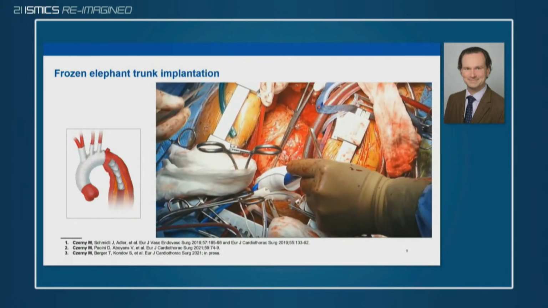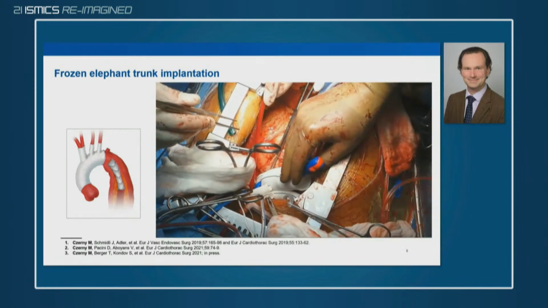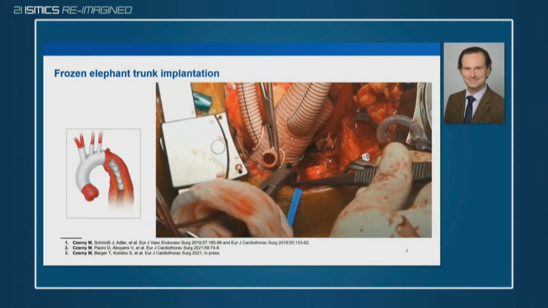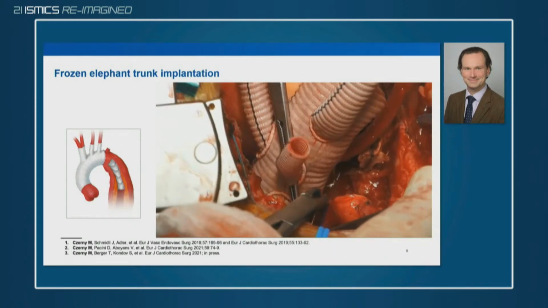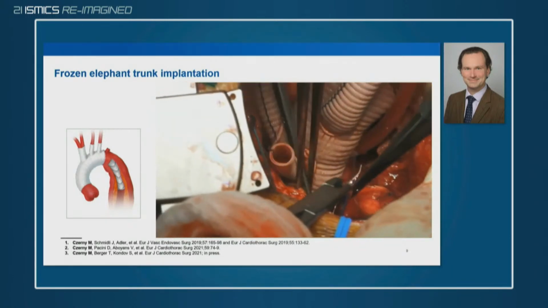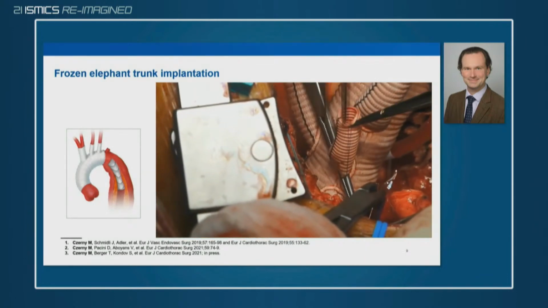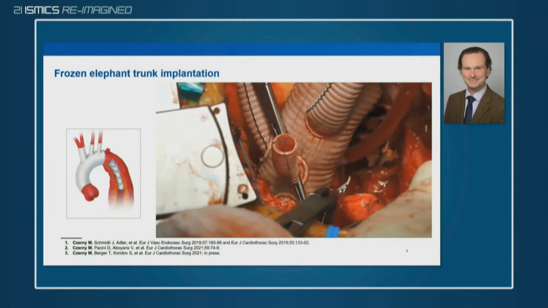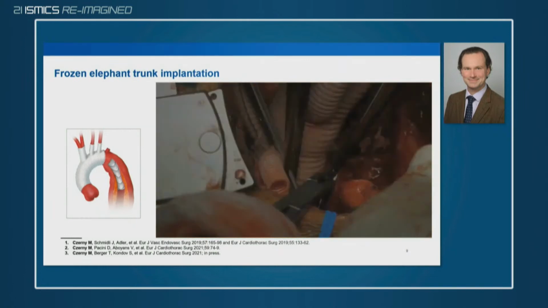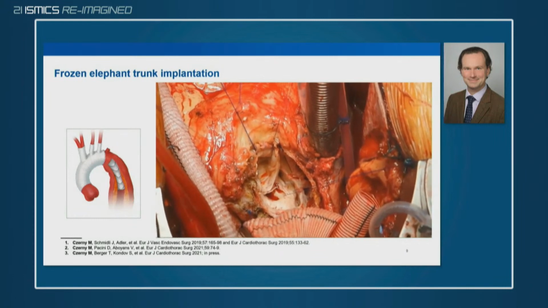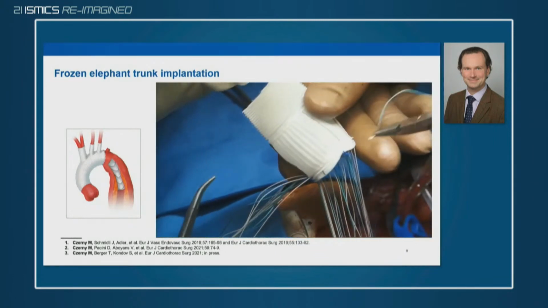Here you can see the insertion of the prosthesis during hypothermic circulatory arrest, and here the reimplantation of the head and neck vessels. In many of these patients the aortic root also has to be addressed, either by biological aortic root replacement or by valve-sparing root replacement according to the underlying pathology, as can be seen here.